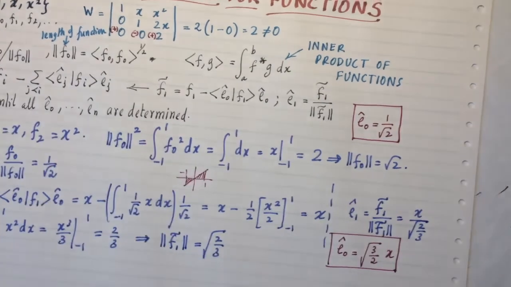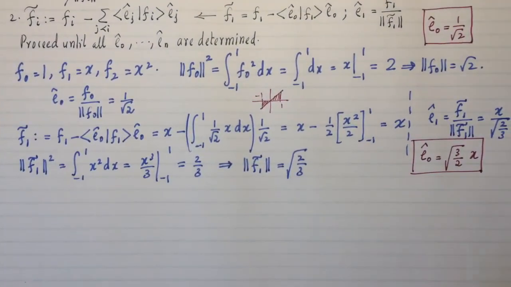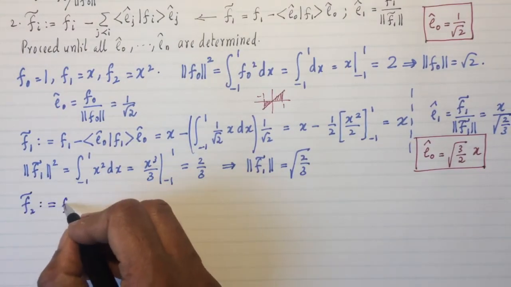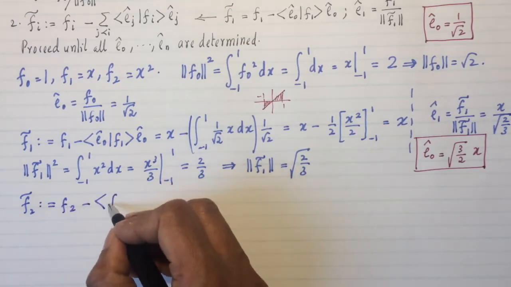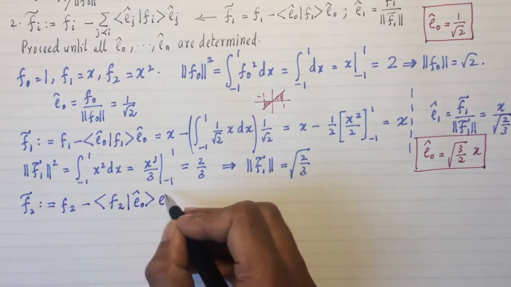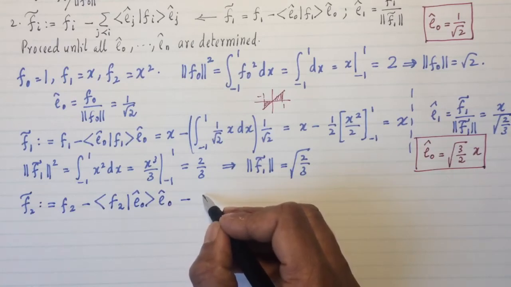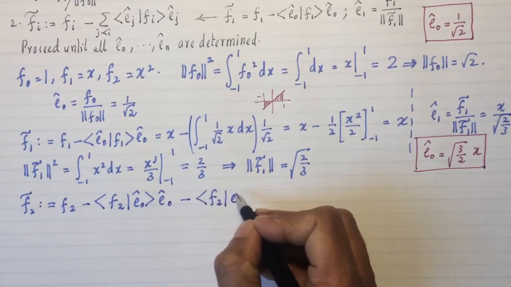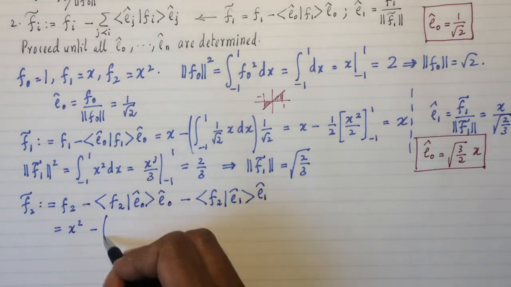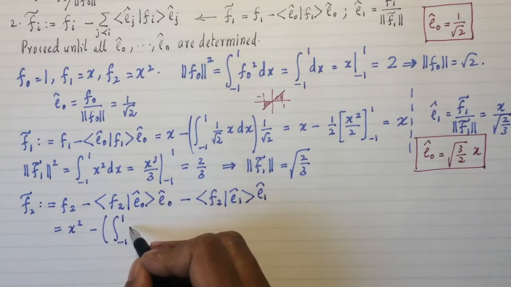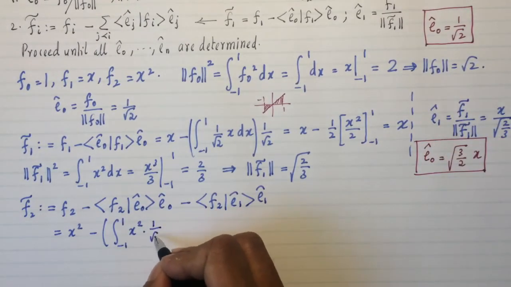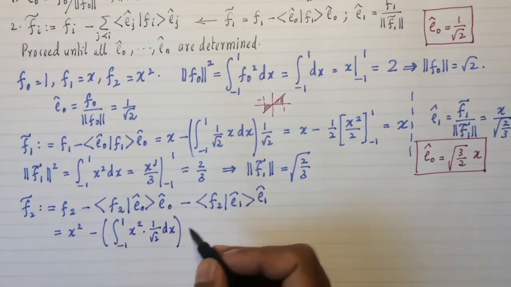All right, now we are ready to find the bad boy, which is F2. F2 tilde, by definition, is going to be F2 minus all the projections of F2 along the previous vector directions. So subtracting out those components and leaving you with a purely orthogonal complement to the previous directions. So that's really what's happening here. Let's substitute everything. That's x squared minus the integral from -1 to 1. F2 is x squared. E naught was that. So that's going to be 1 over root 2 dx. Always remember the measure. In this case, it's dx.